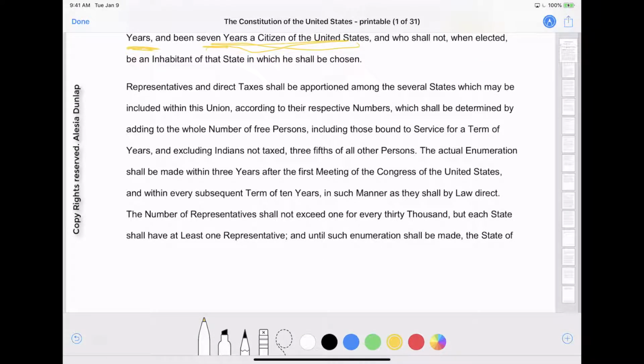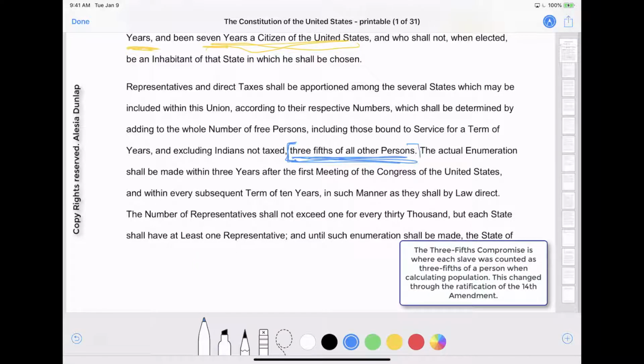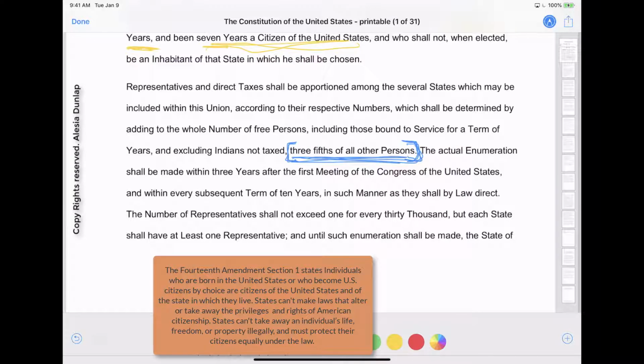All right, so the number of representatives for a state depends on population, which included indentured servants and the 3/5 compromise. So this is where we have the 3/5 compromise, as I stated in our previous lesson about the infamous 3/5 compromise. There's nothing really accomplishing about having a 3/5 compromise, because all this changed through the 14th Amendment.